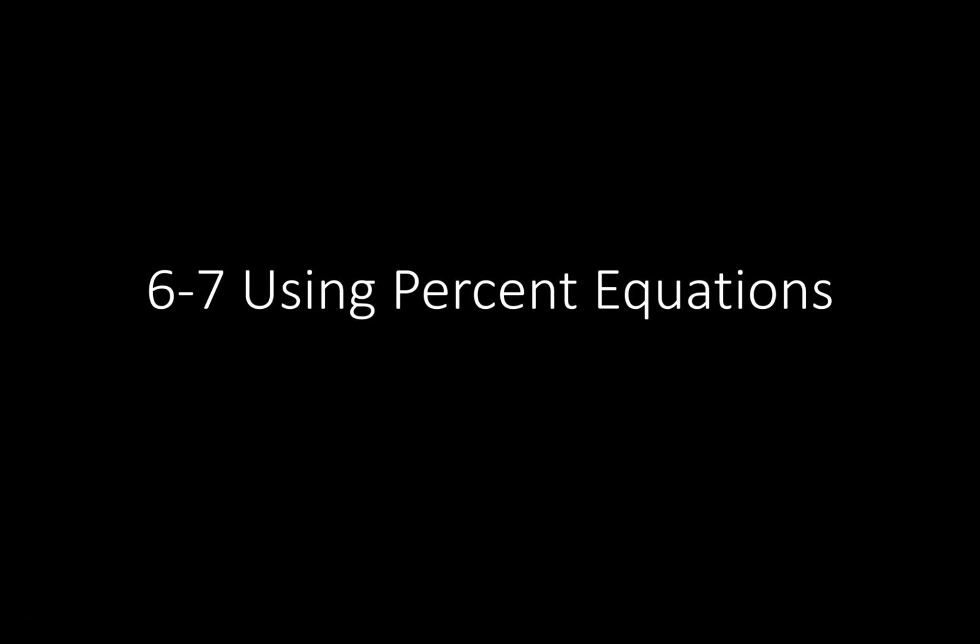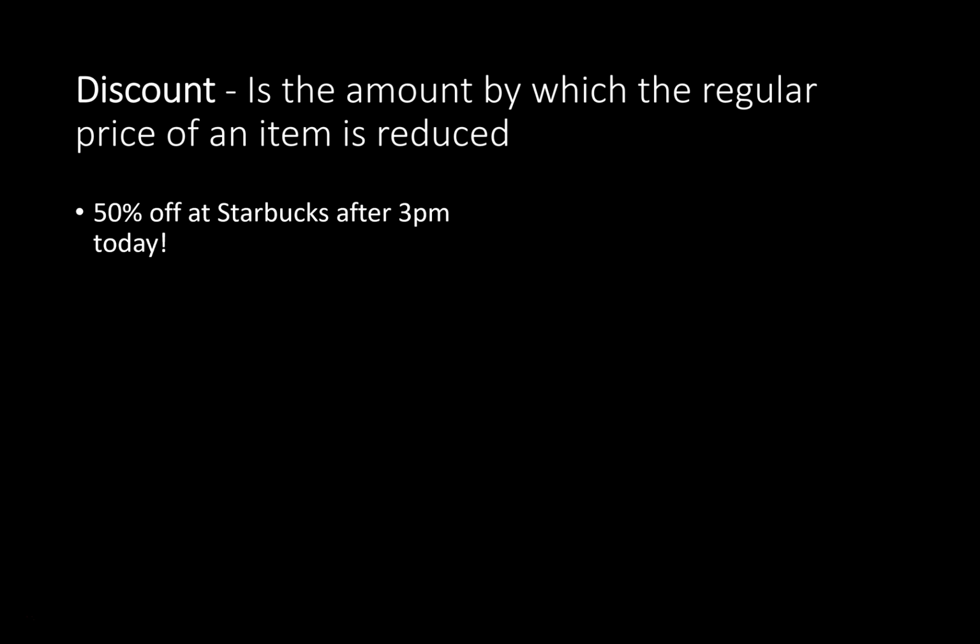All right, chapter 6, section number 7, using percent equations. So this would be things like discounting, the amount by which a regular item is reduced. Like today is 50% off at Starbucks after 3 p.m. Happy days. That's a discount, by the way.